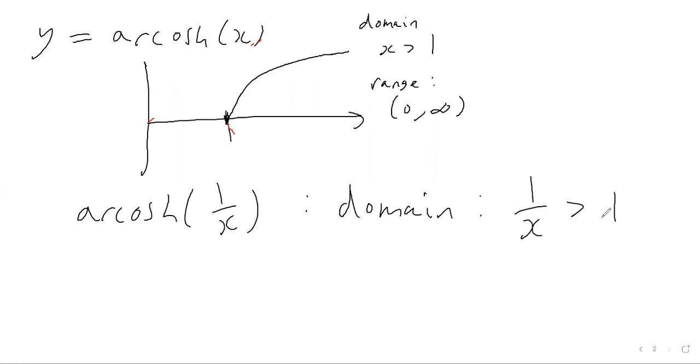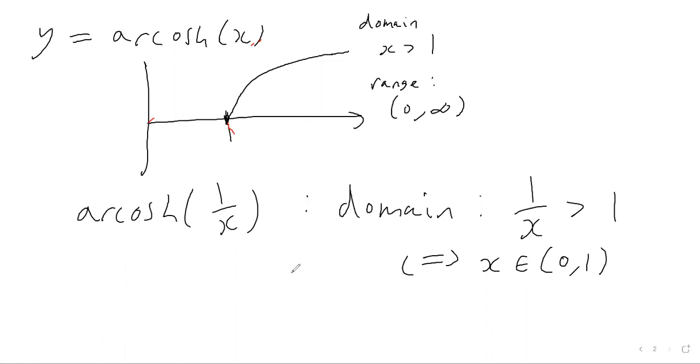But if 1 over x is greater than 1, that's exactly the same as saying that x must be smaller than 1 and bigger than 0. So 1 over x has got to be a bigger number than 1. So 1 over x has to be positive. So it means that the denominator has to be positive too, because the numerator is positive. So therefore, x must be between 0 and 1, like so. Okay, so we know that. So that's our domain of the arcosh 1 over x function.